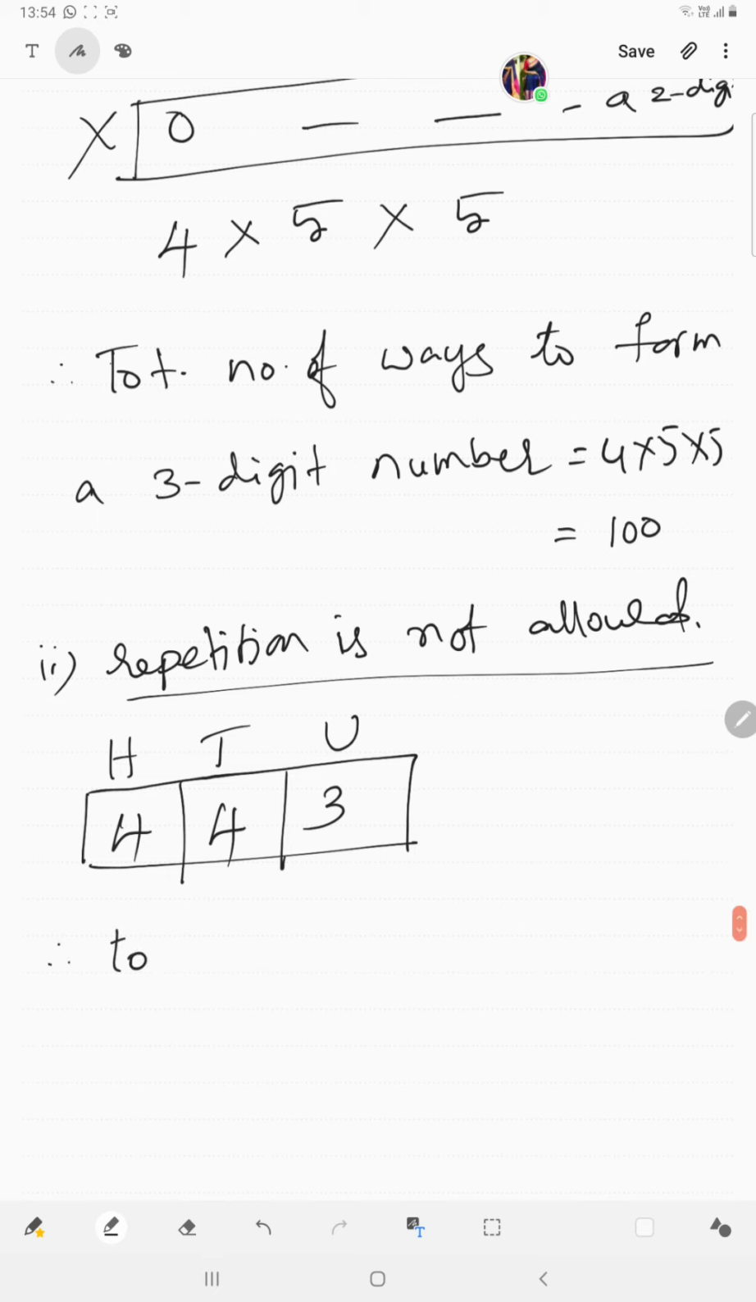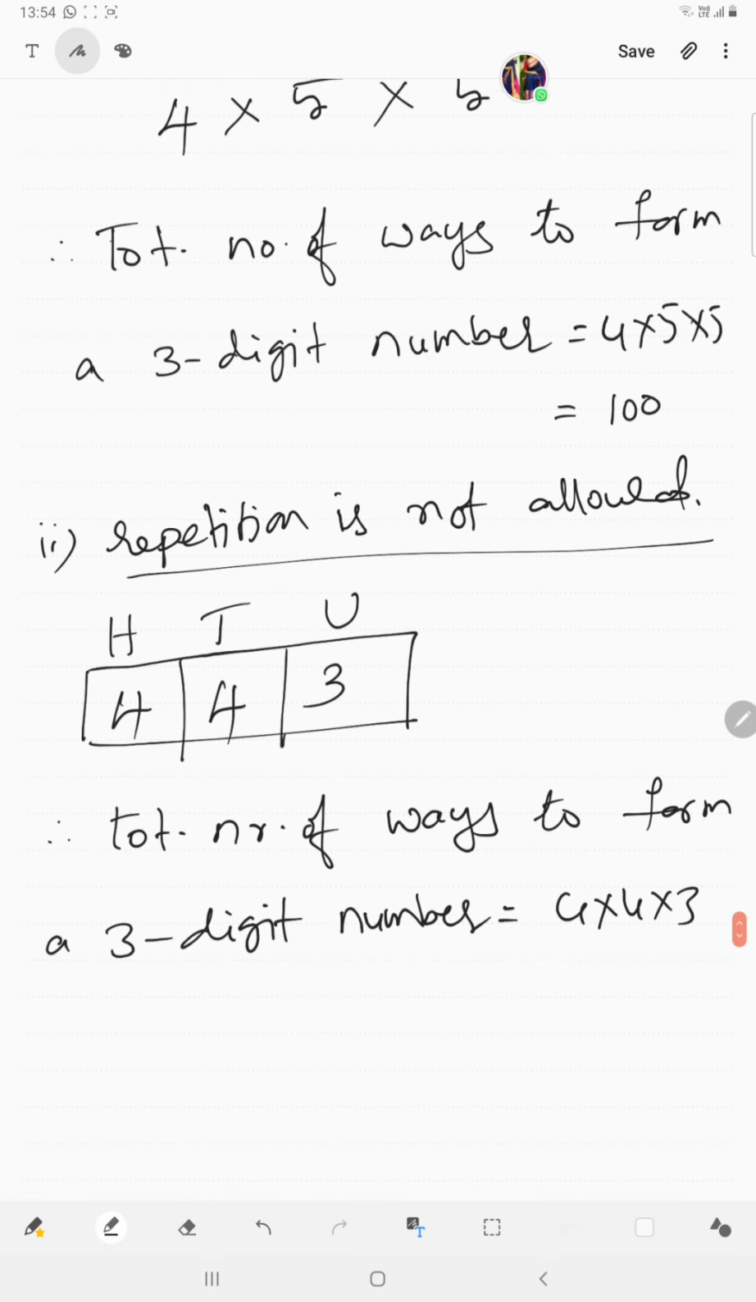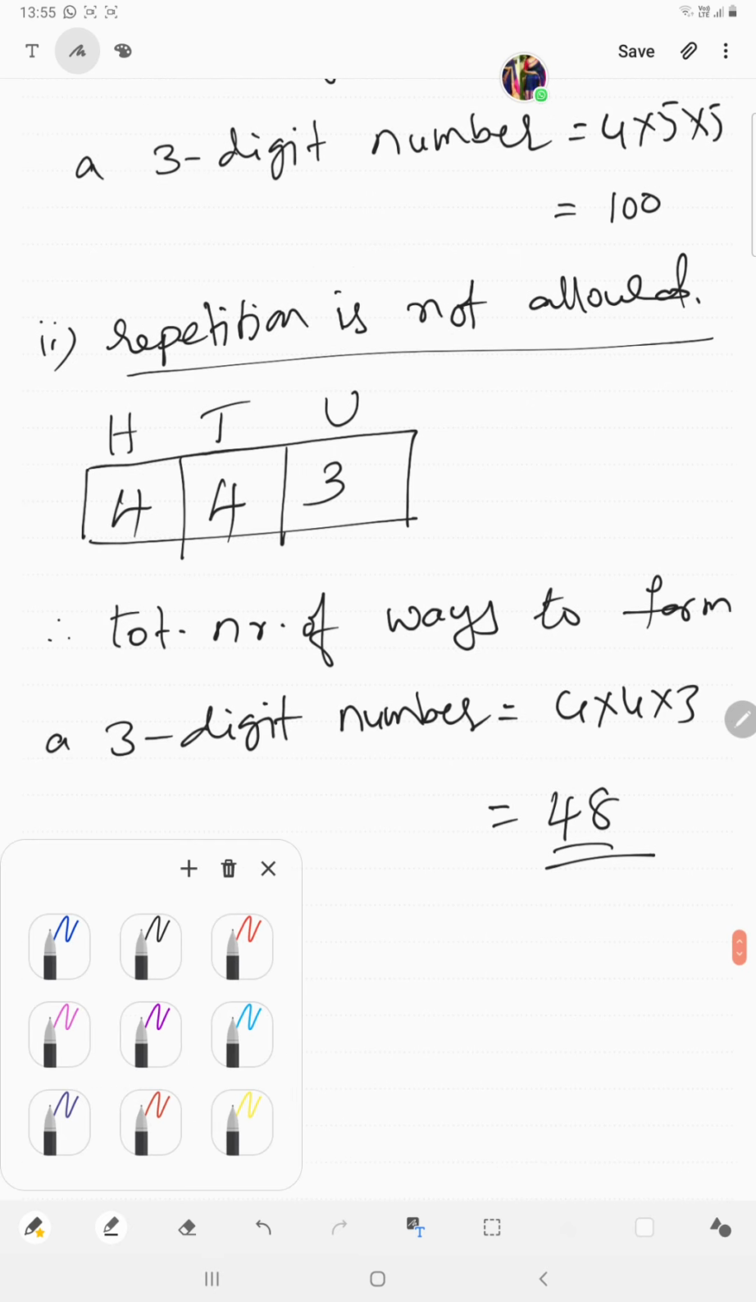Therefore, total number of ways to form a 3-digit number is 4 into 4 into 3. 4 4s are 16, 16 3s are 48. If repetition is not allowed, 48 ways are there. If repetition is allowed, then 100 ways are there. Right. Now we will discuss the next question.